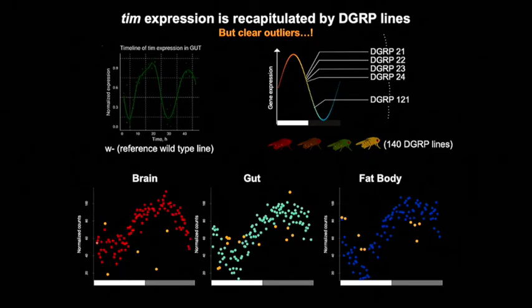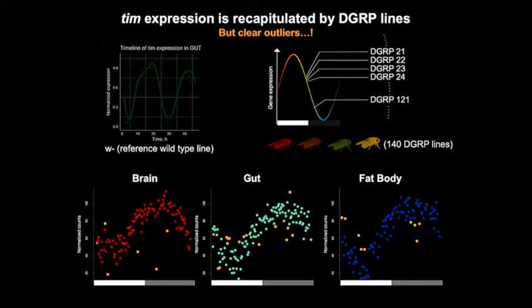And so here it is. Each dot on this particular plot is a DGRP line. And what you can see is that overall, most of the DGRP lines nicely follow the pattern that you would expect to see, right? Indicating that this particular DGRP line, for example this one, is showing expression of timeless at exactly the time point where you expect it to be, right?